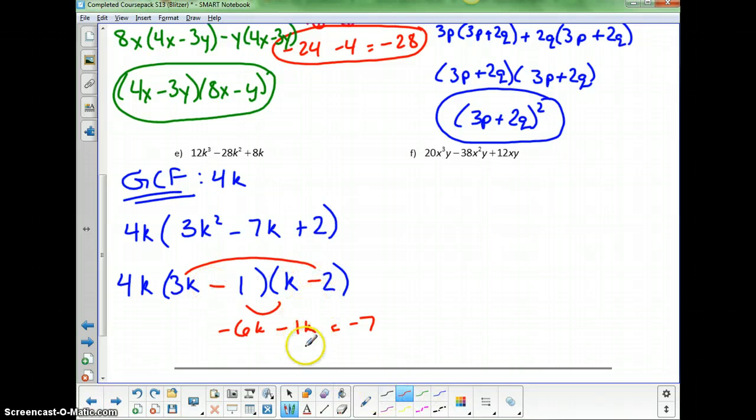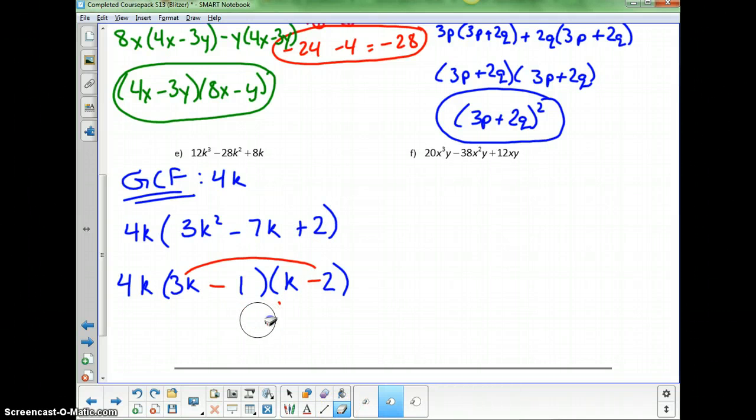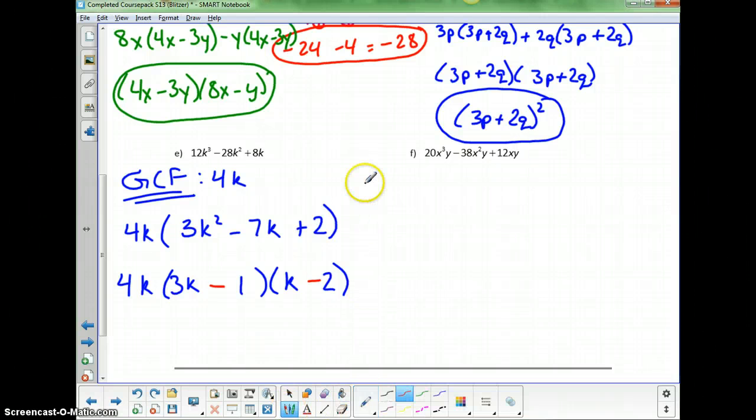Let's make sure this is true. Okay, that's a negative 6 and a negative 1 to add to a negative 7k. And a negative 1 times a negative 2 is a positive 2. So that's good. Okay, so this is going to be the answer. Final answer right here. So the 4k was factored out first. That's in the coefficient right here in the front. And then the 2 parentheses we got when we broke down our trinomial with a coefficient of 3. Okay. Now let's try the next one.